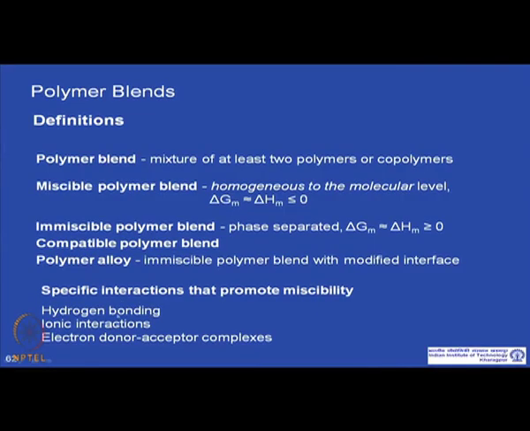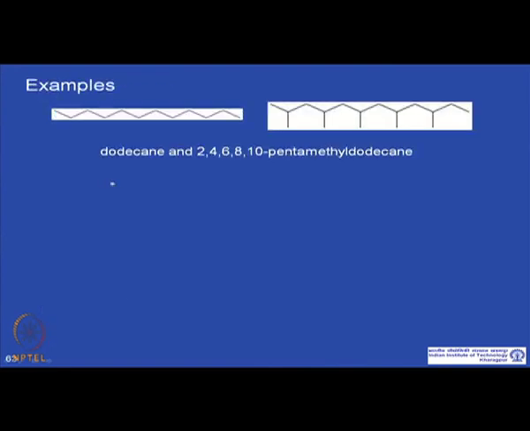So, basically what we need to know is that because of the high molecular weight of polymers, the entropy of mixing is not contributing significantly to the Gibbs energy of mixing. So, it is basically the enthalpy of mixing which determines whether a polymer blend will form a miscible blend or not. This will be clear with a few examples.